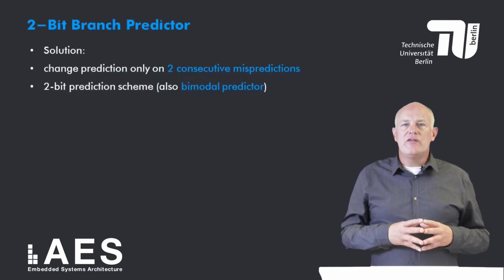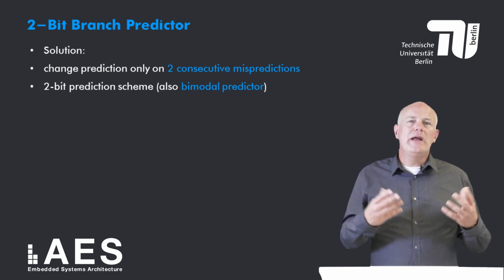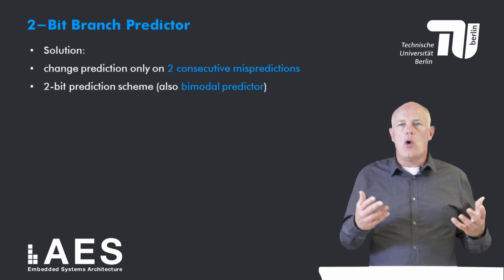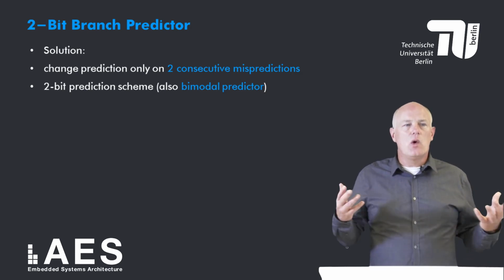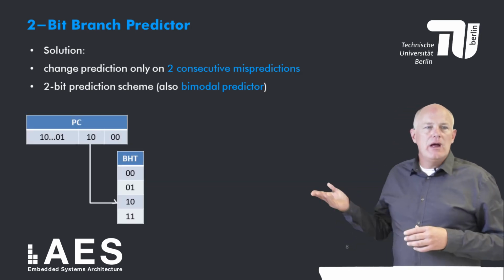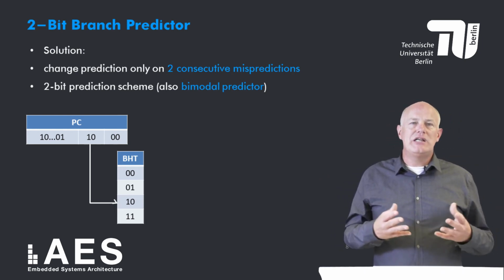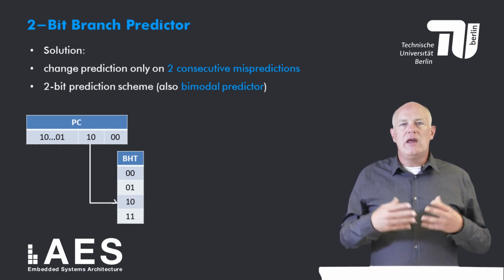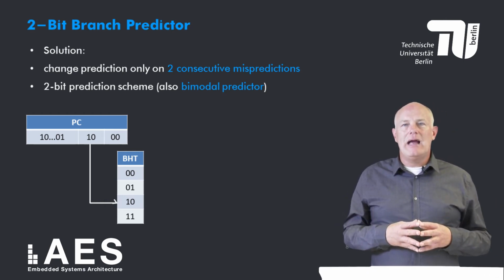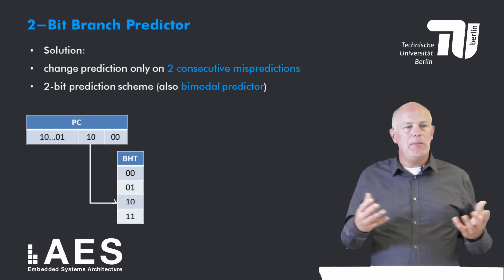To remedy this weakness, 2-bit prediction schemes are often used. In a 2-bit scheme, the prediction is changed only if it mispredicts twice. A 2-bit scheme is also called a bimodal predictor. This figure shows the organization of a 2-bit branch history table. Now each entry consists of 2 bits. The example 1-bit branch history table had 8 entries, so a 2-bit table with 4 entries has the same implementation cost.